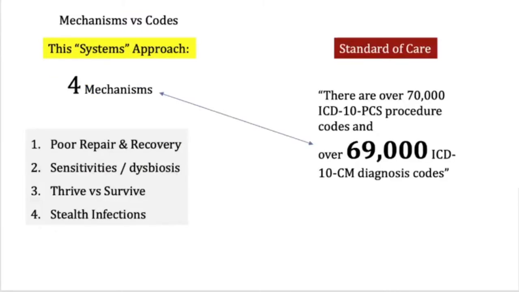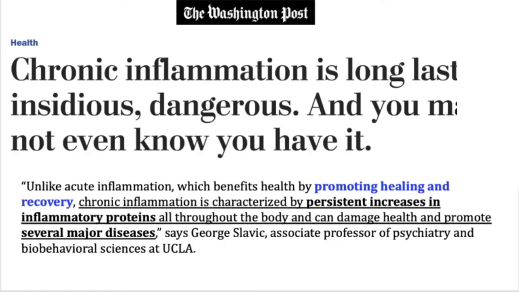And it actually makes things a lot simpler because there are 69,000 ICD-10 codes for diagnoses, and in our world, there are four mechanisms. They usually don't let us down. And the key thing about what we're measuring, 90% of disease is chronic inflammation driven.